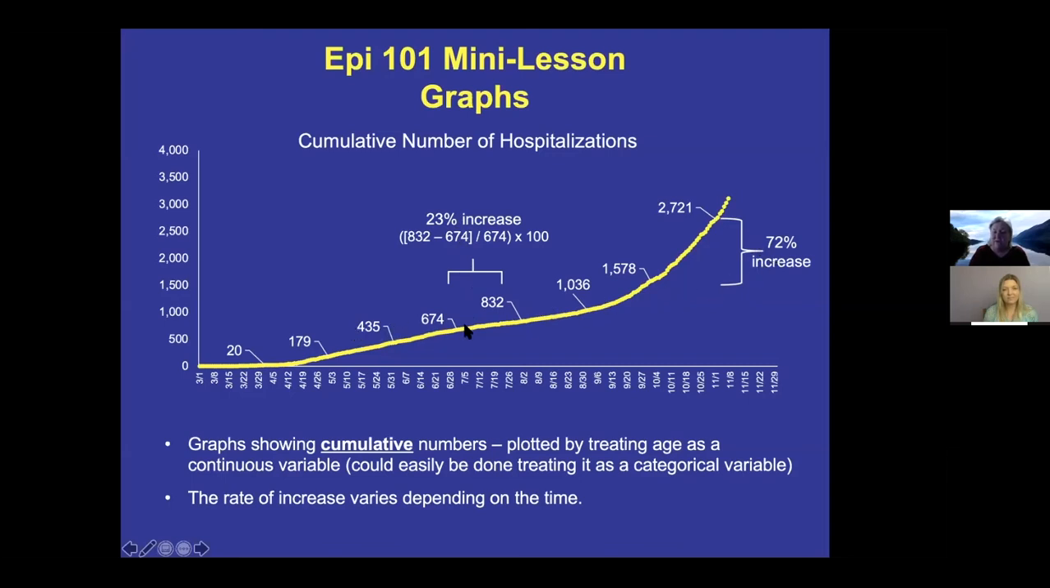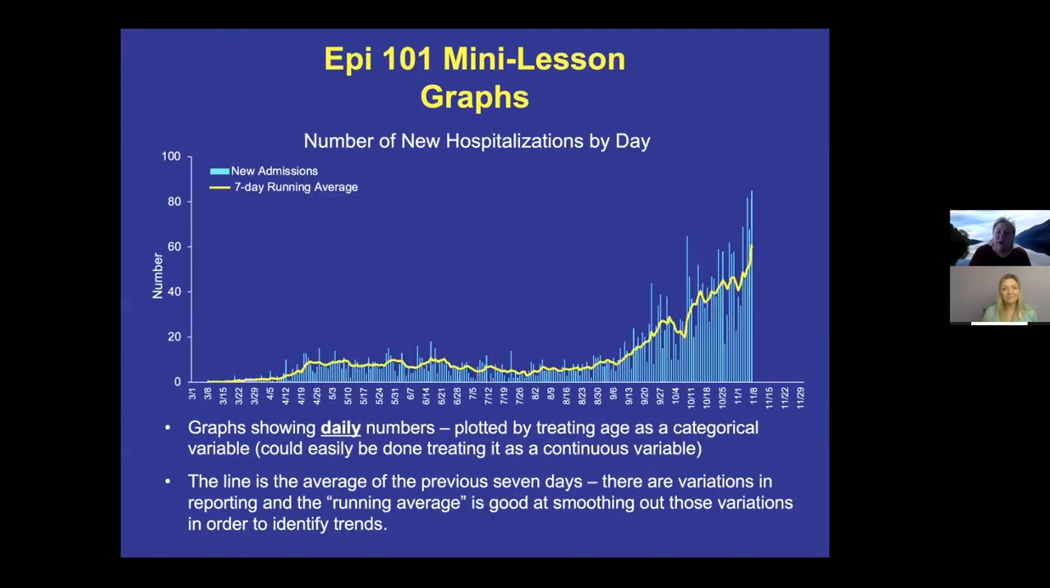So this is how I show cumulative cases. Someone else could have done it, treating day as a categorical variable or a category. And it's showing that this rate of increase in the number of cases is varying over time, is what that is good at showing.